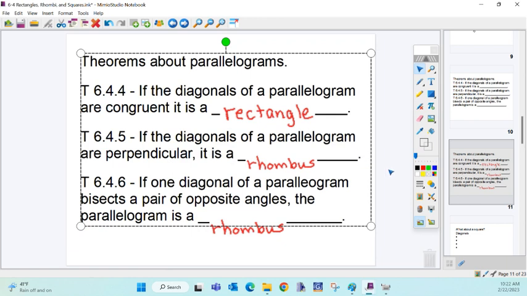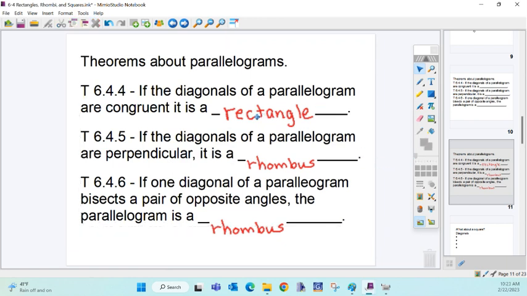Okay, if the diagonals of a parallelogram are congruent, it's a rectangle. This is kind of restating what we already had. Rectangle. If the diagonals are perpendicular, it's a rhombus. And if one diagonal of a parallelogram bisects a pair of opposite angles, it's also a rhombus. So it's just taking those and making them the converses of the statements. But as long as you associate those ideas together, you're good. That congruent diagonals mean rectangle. Got to be a parallelogram though.